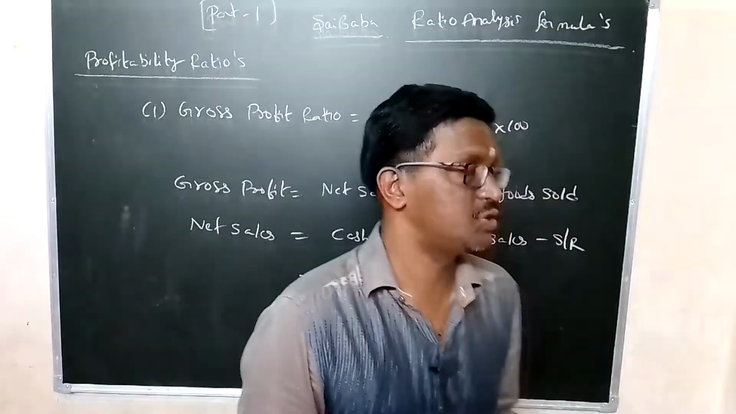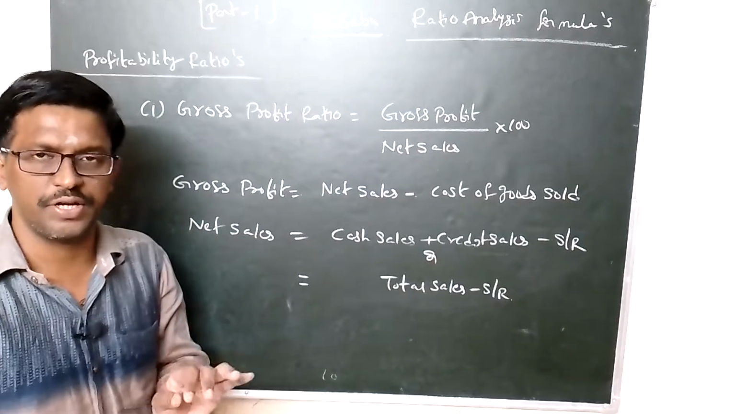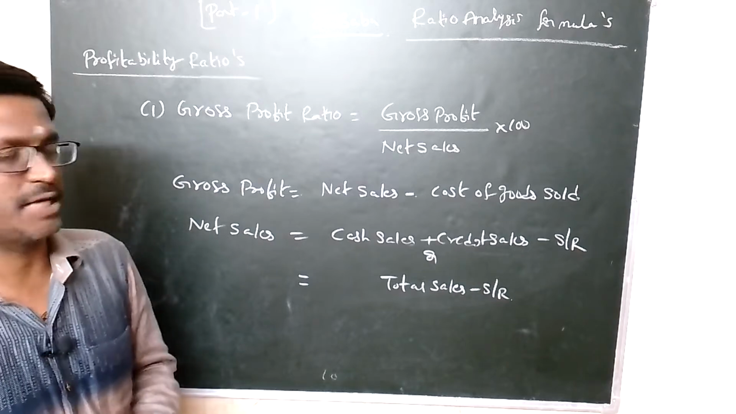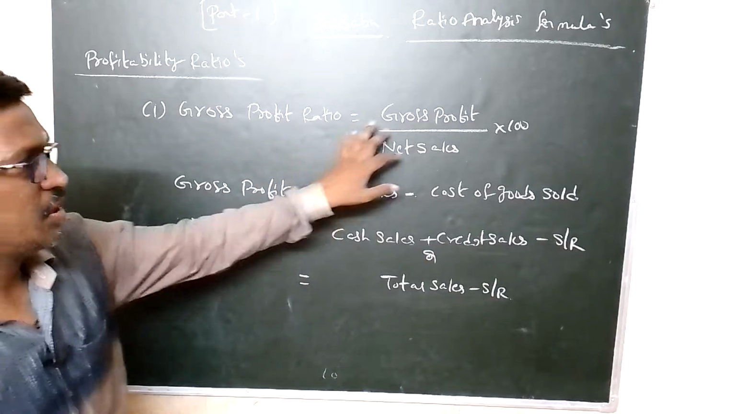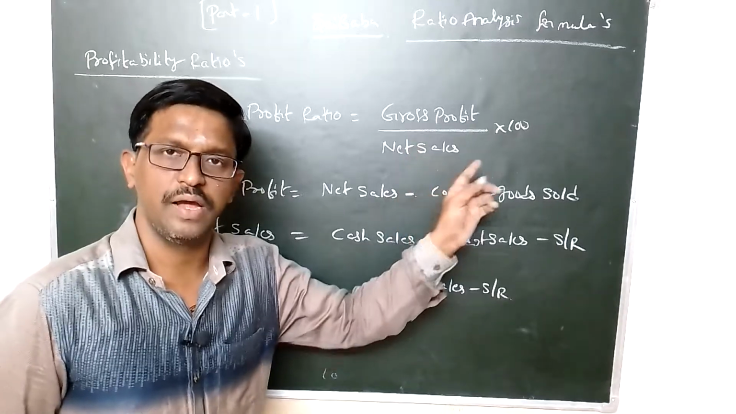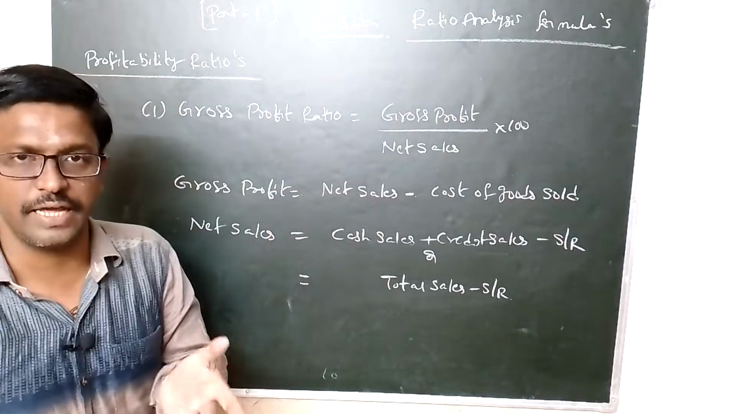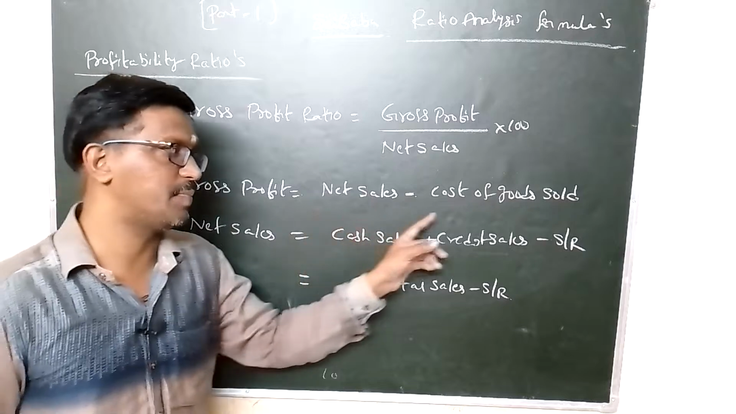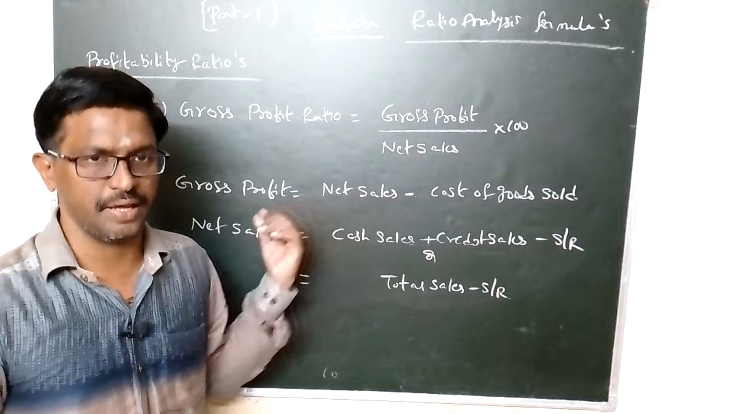Profitability ratios. First we explain the profitability ratios like gross profit ratio, net profit ratio, operating profit ratio and expenses ratio. The first one is gross profit ratio. Gross profit ratio equals gross profit by net sales into 100. If the gross profit is directly given, there is no problem. If gross profit is not given, we find it as net sales minus cost of goods sold.